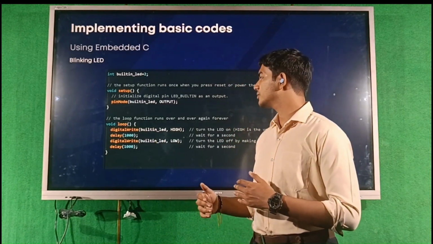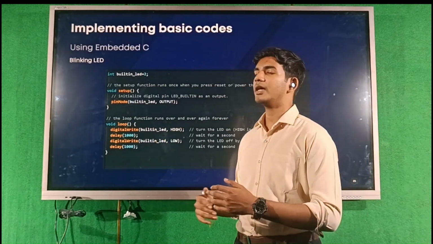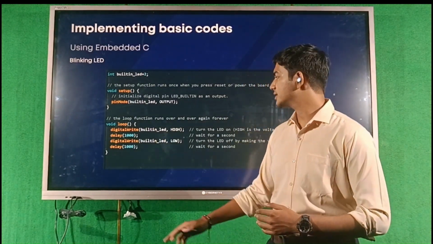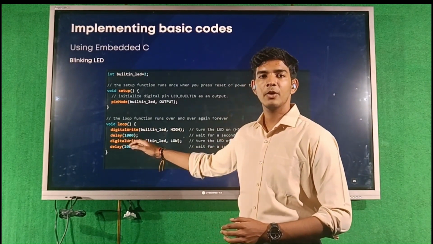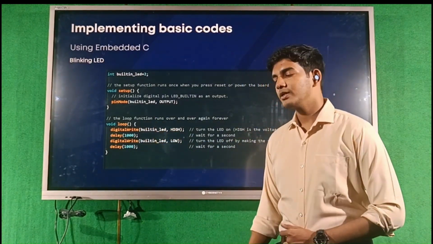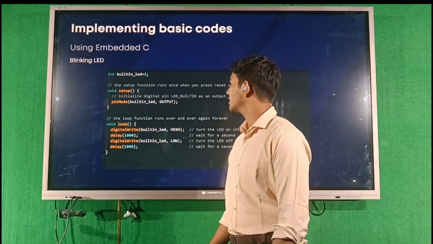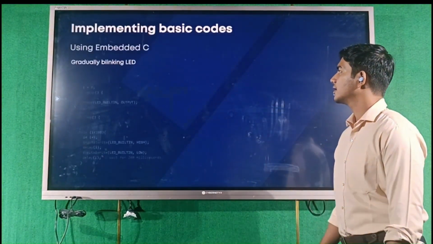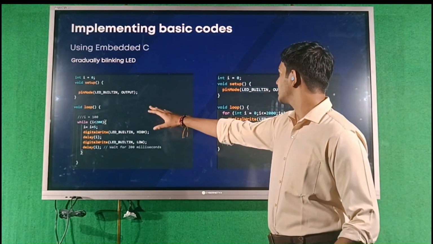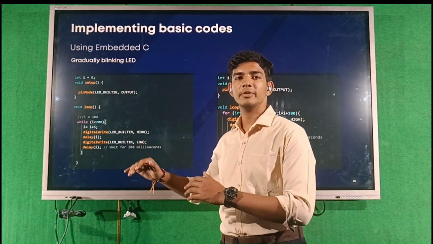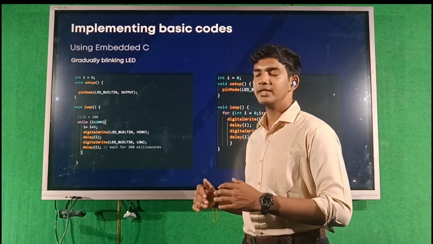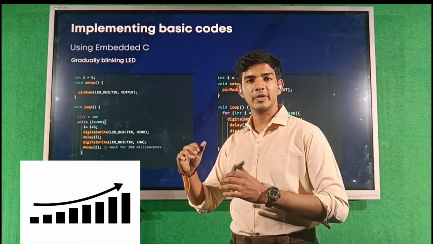So that's the thing that I mentioned earlier. If you want to change the actions, you can make some variations, like changing your delay or changing your output. So let's have the next code. Now I mentioned the blinking of the LED. Now let's see the gradual blinking of the LED.